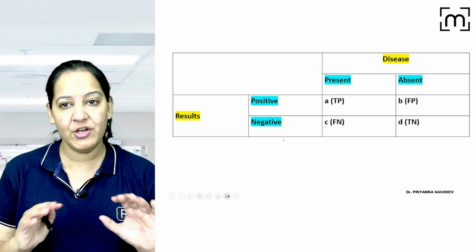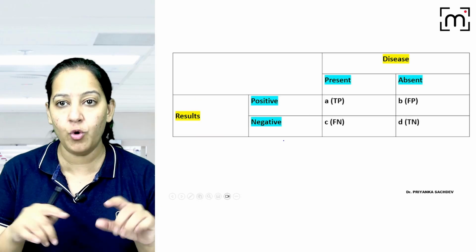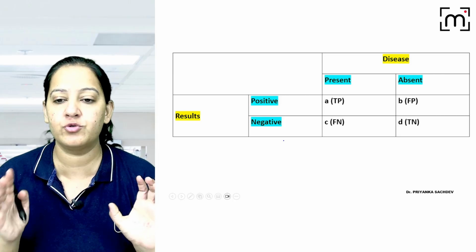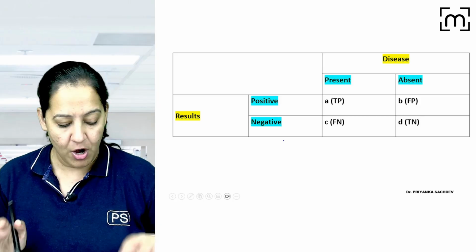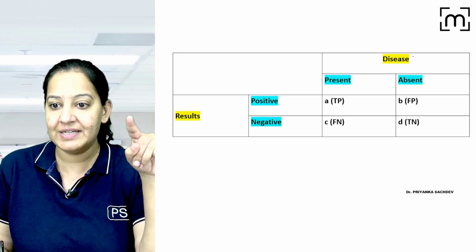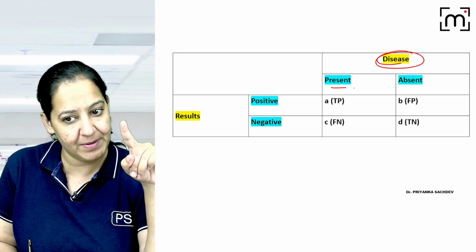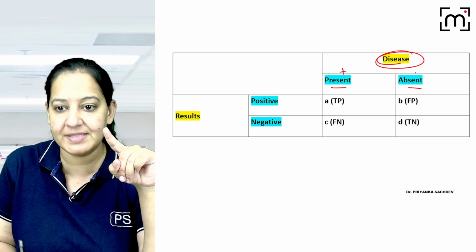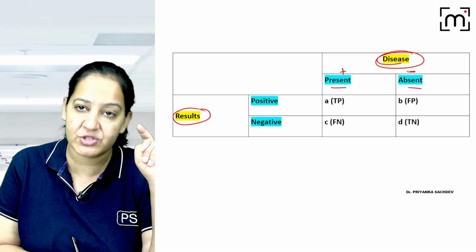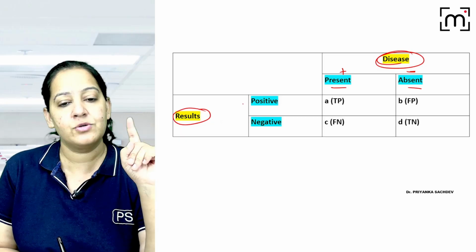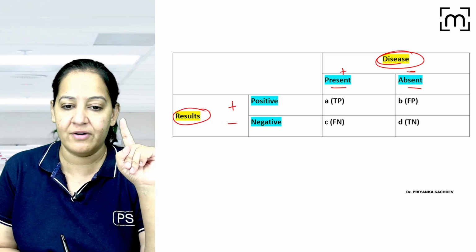For understanding, you have to understand this 2 into 2 table. Let me explain you. You have to draw this table as it is. Always on the top, take disease: disease present, disease absent. On the left hand side, take the results of the screening test. We are performing screening test, so take the result positive, take result negative.